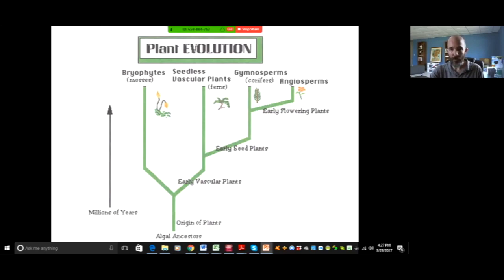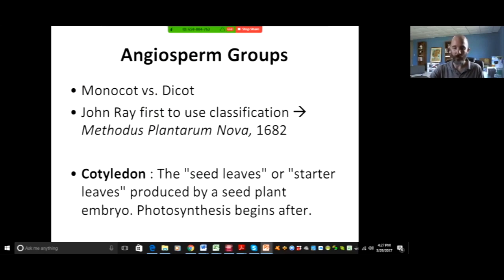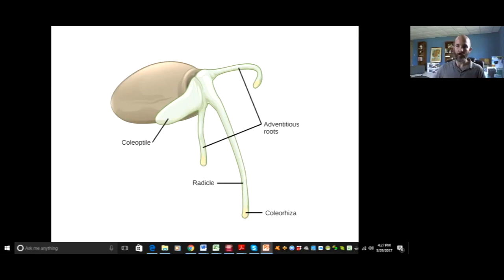So within angiosperms, which is where the focus will reside, and obviously they make the most sense as food crops, you have what's called monocots and dicots. John Ray was the first one to use this classification in 1682. And what you're really looking at is whether the plant has a cotyledon. There's some other differentiators that we'll talk about.